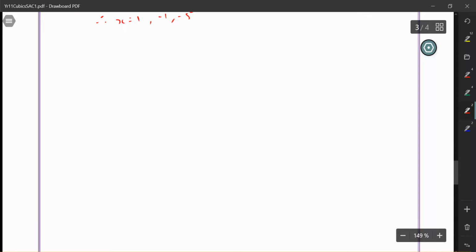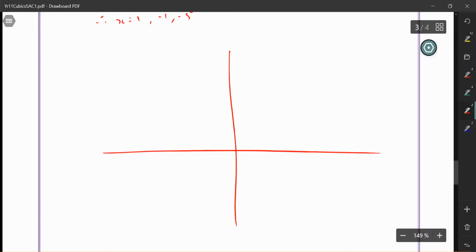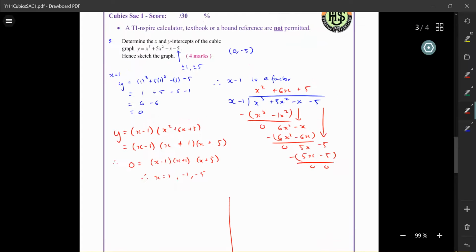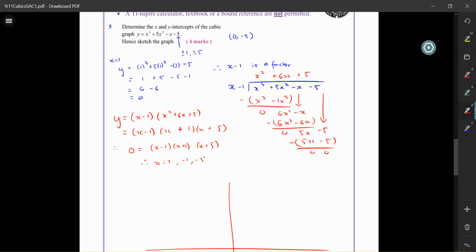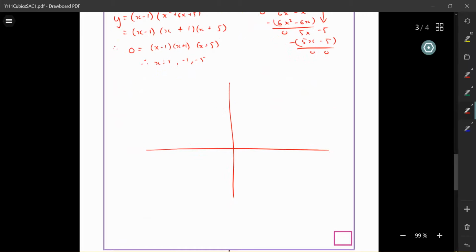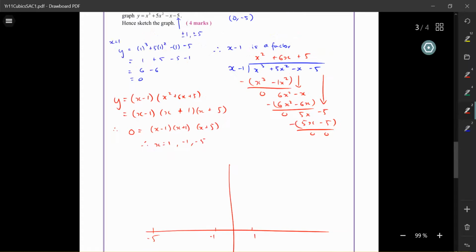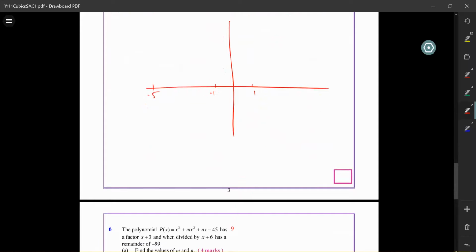So we were to sketch this now. Obviously, you have to use a ruler to sketch your axes. I can't use a ruler on this. But here we go. We know that the y-intercept was at 0, negative 5, and we know that these are my x-intercepts, and we also know it's a positive graph because it's positive x cubed, right? So in that case, here we go. We're going to put in the values. We've got 1, negative 1, and negative 5. So I'm going to put negative 5 over here, negative 1, 1, and we also know it crosses through negative 5. So it looks like it's going to be something like that. Where this is negative 5.